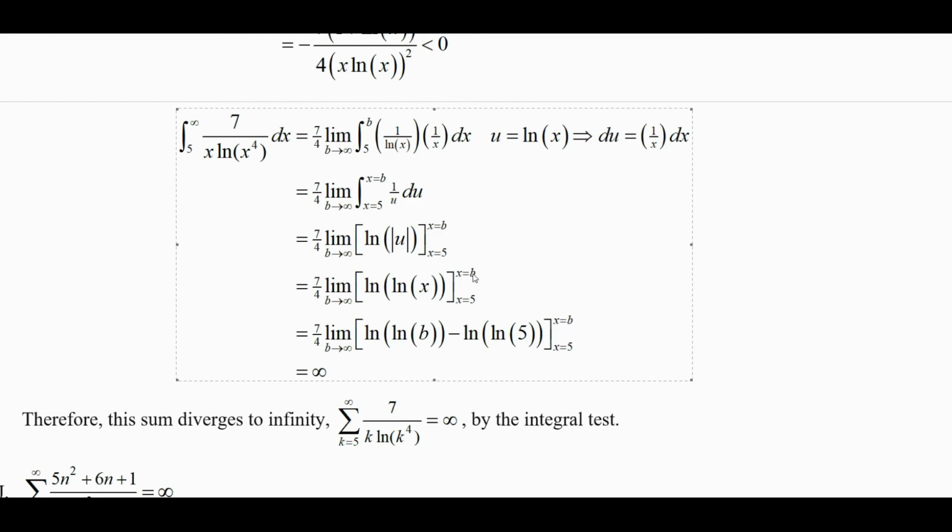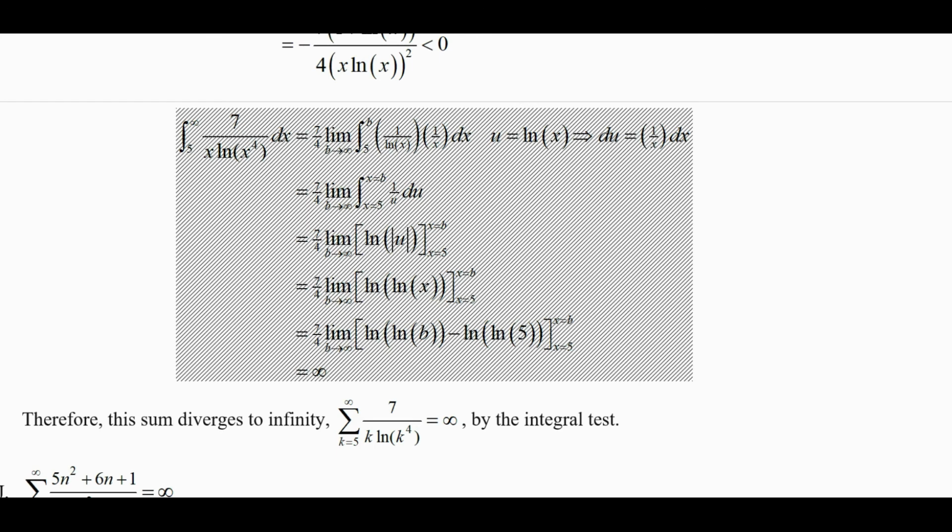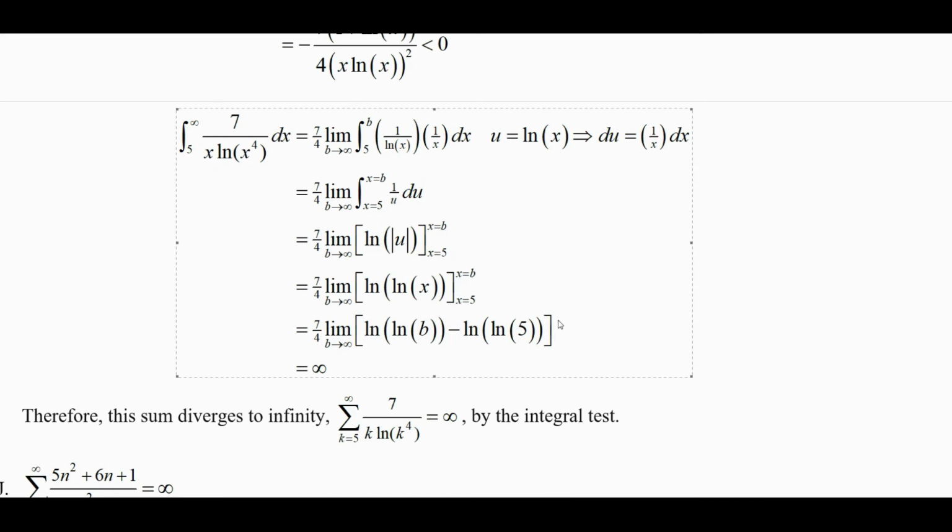Okay, and then we evaluate from 5 to b. So that's log of log b, that's natural logarithms, minus the natural log of log 5. And now you take the limit as b goes to infinity. Well, log of b is going to approach infinity, and log of that is going to approach infinity. And this is a constant, so this whole thing is going to approach infinity. So it diverges by the integral test.